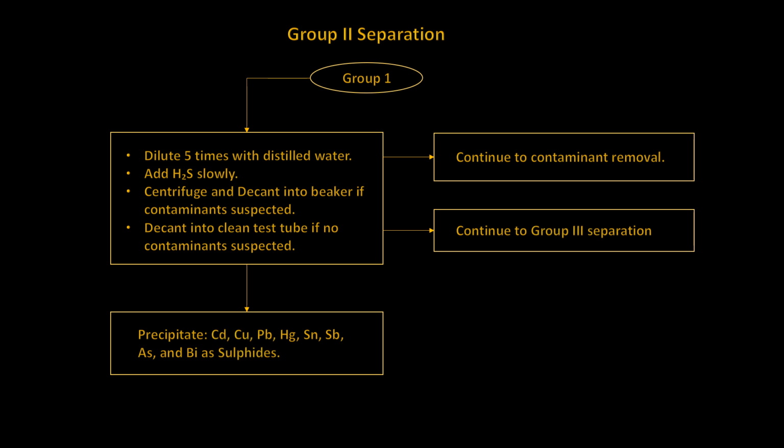Label the test tube containing the precipitate as Group 2 and set it aside for further processing of the Group 2 elements. If contaminants are suspected, continue to the removal of the phosphates, etc. If contaminants are not suspected, then continue on to the Group 3 separation procedure.